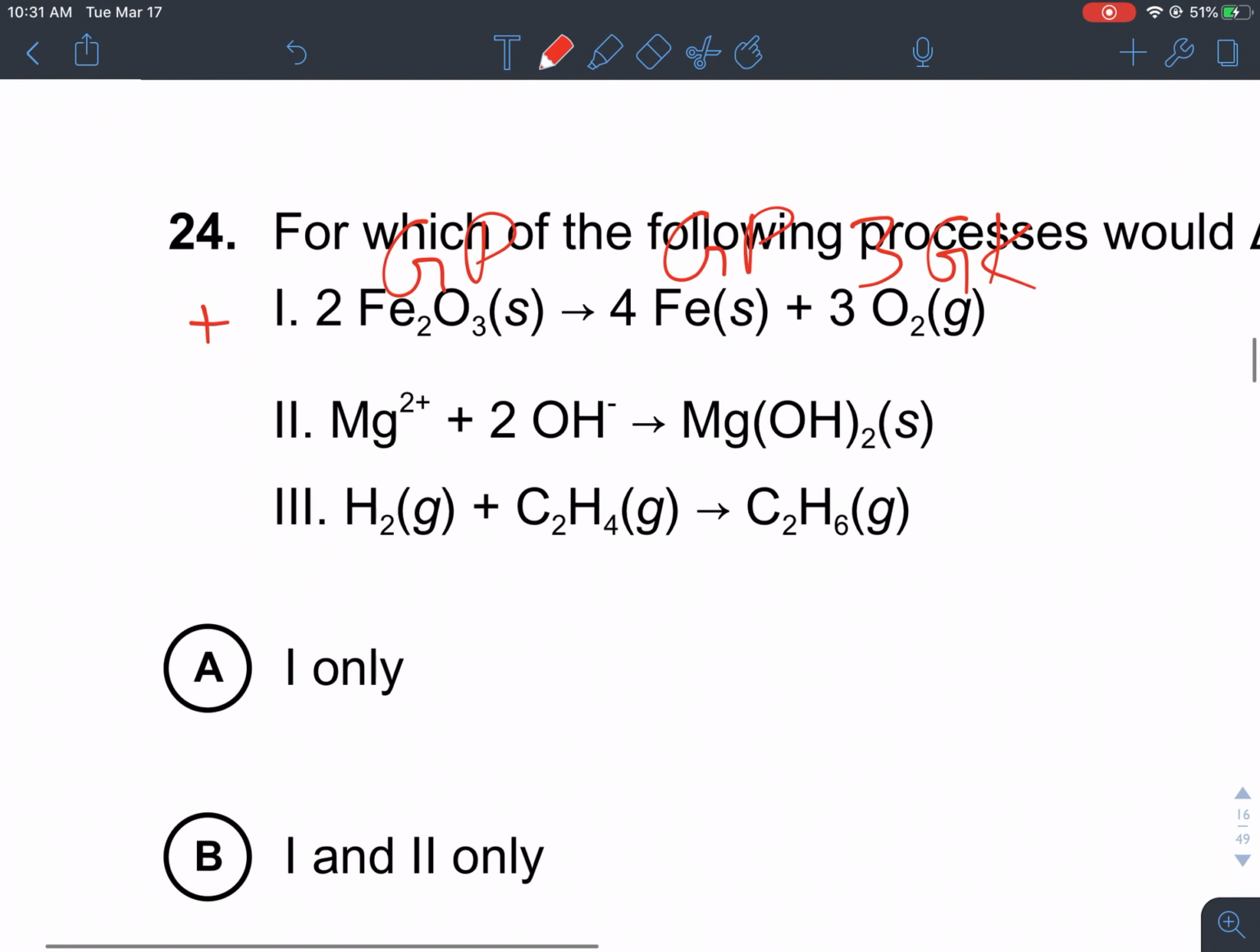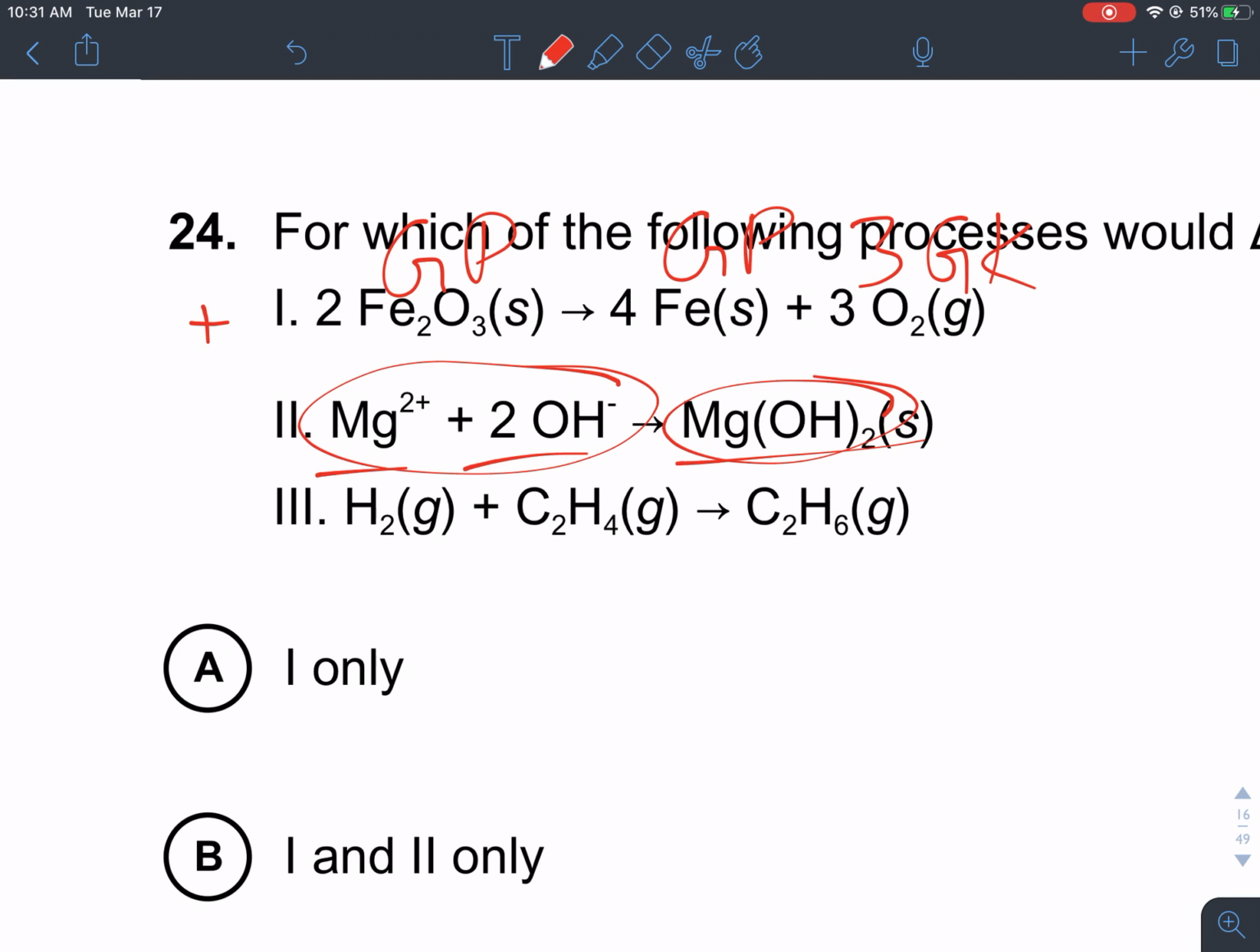Okay? Mg, aqueous, 2 aqueous becomes 1 solid. So 3 aqueous things become 1 solid thing. That is losing entropy. It's getting less disorder. This is more chaotic, there's 3 things. Now it's only 1 thing. This is less chaotic. So that's a negative delta S.